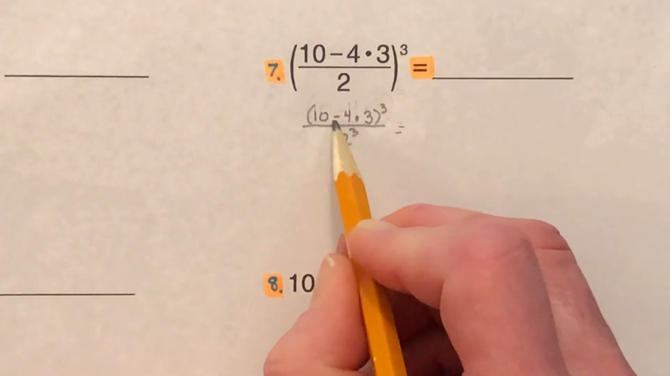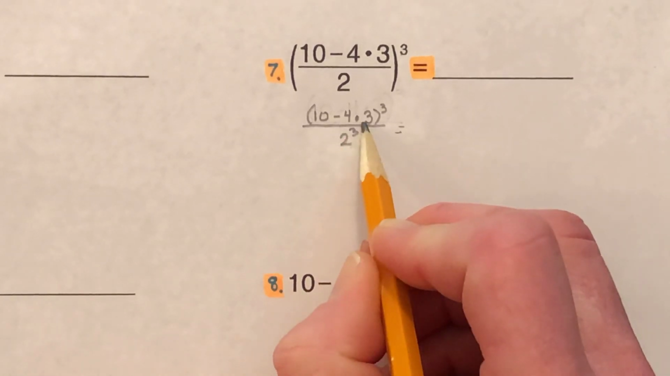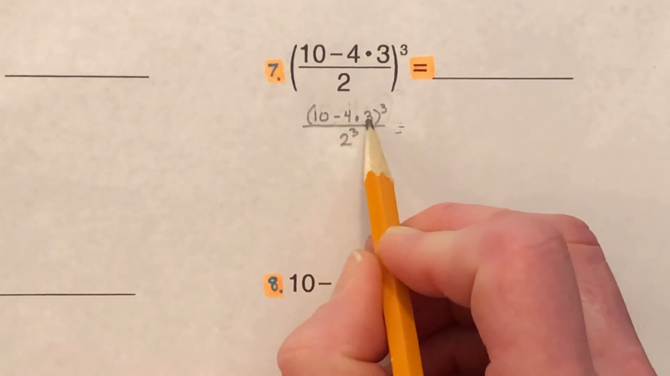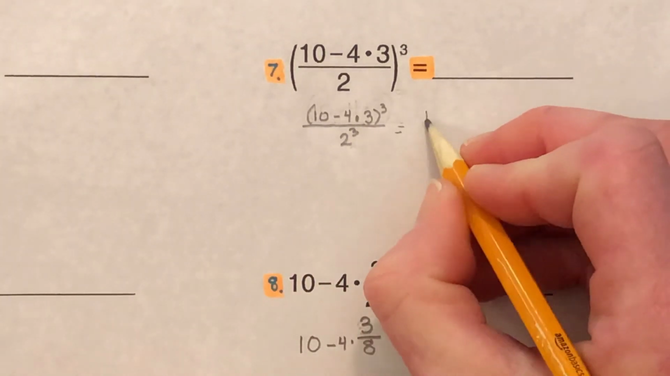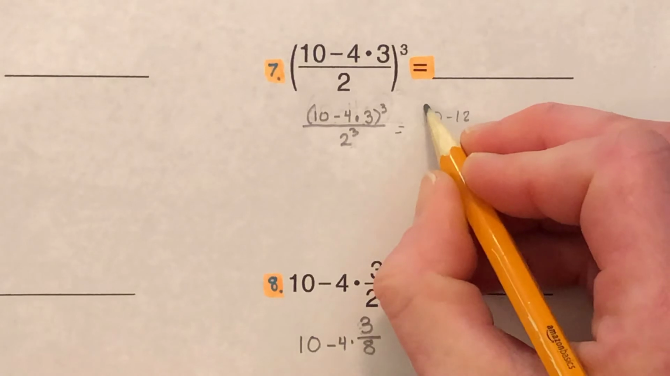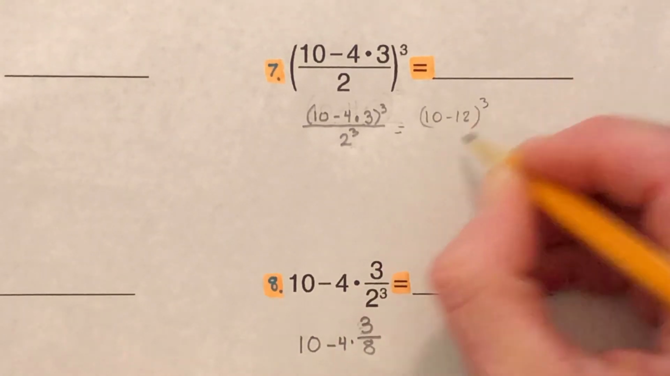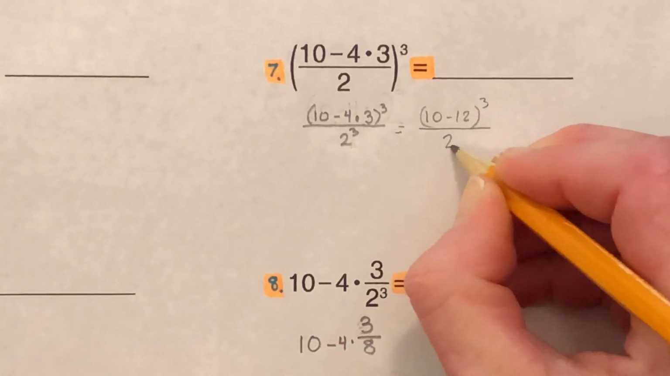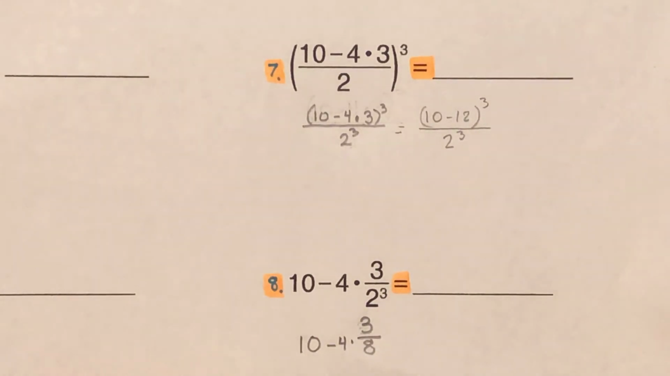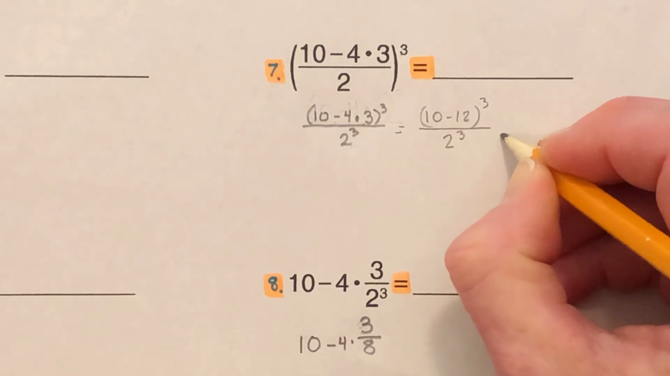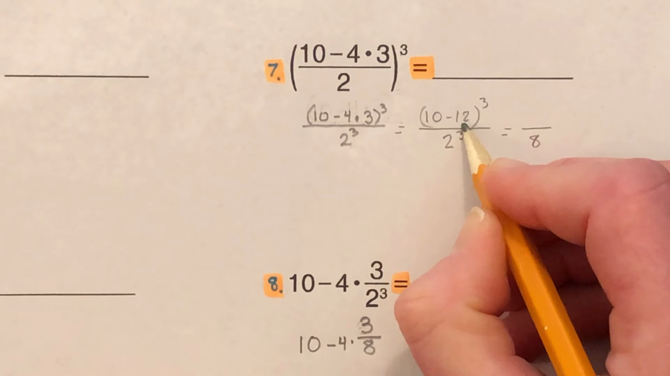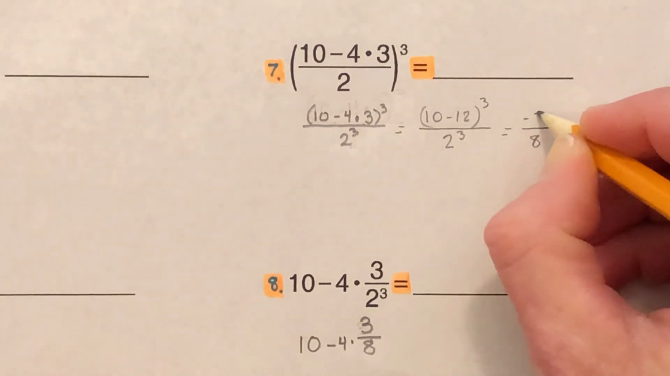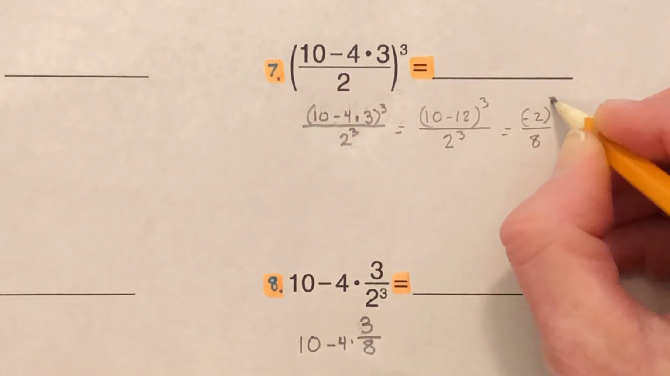Now I can go here. I've got 2 different operations in this parentheses, so I am going to do multiplication first. So that gives me 10 minus 12, that is cubed. And then down here, I have 2 cubed. I probably could have just gone ahead and written 8. I don't know why I didn't think to do that. So here, I'm going to go ahead and write 8. 10 minus 12 is negative 2 cubed.